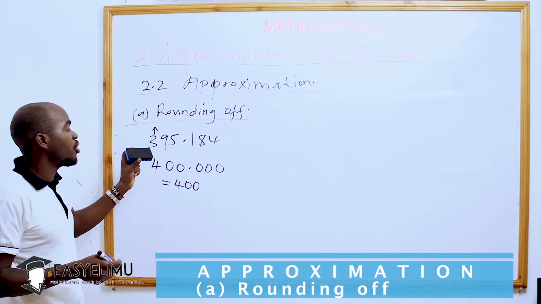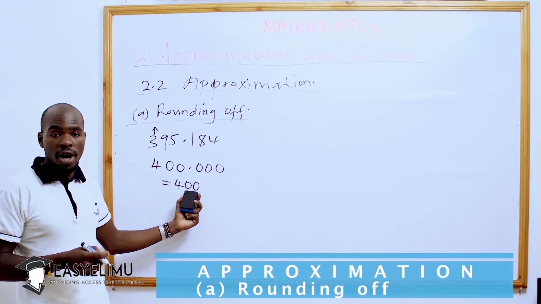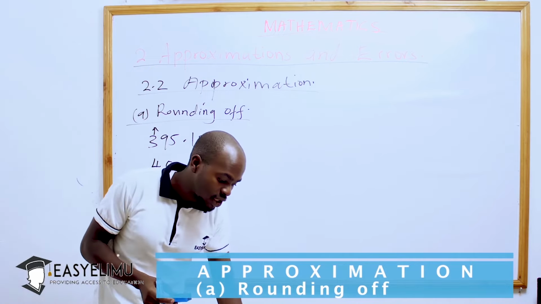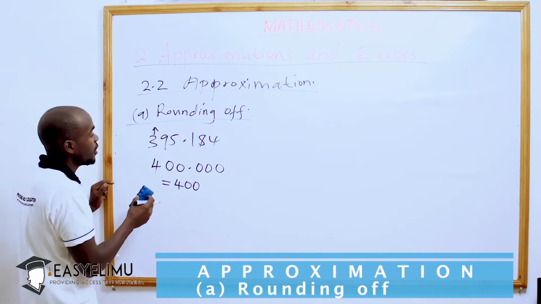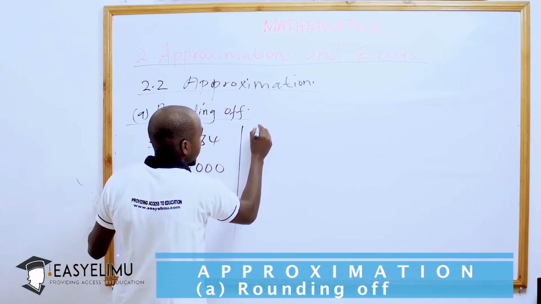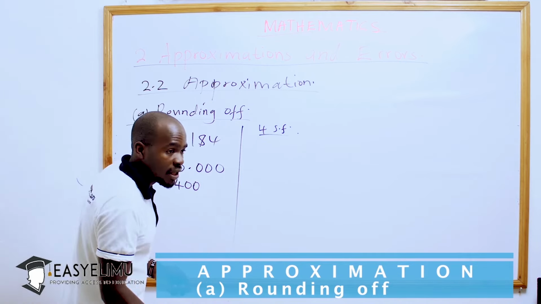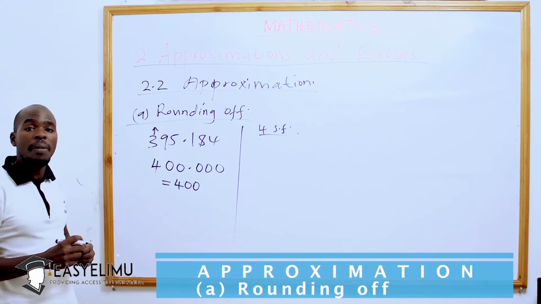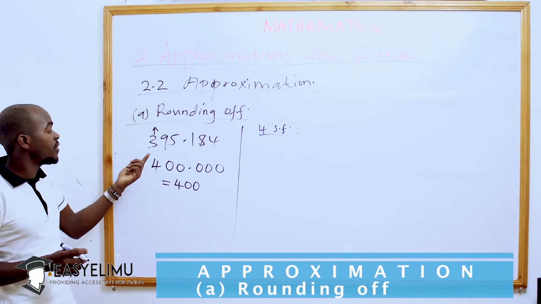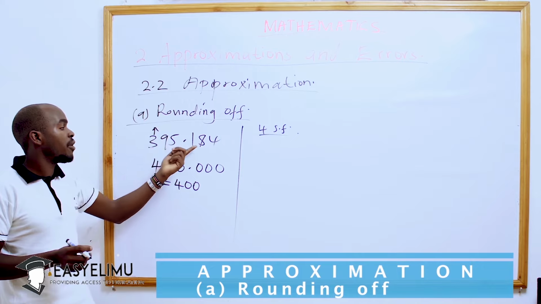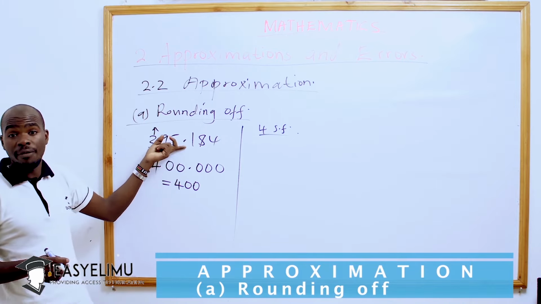So meaning if we round off this number to the nearest hundreds, we shall have 400. And if we have been asked to round off to 4 significant figures, what do they mean? They mean we round off to the numbers which are visible to 4 significant figures, and those include 1, 2, 3, 4, 5, 6. So our number has 6 significant figures.